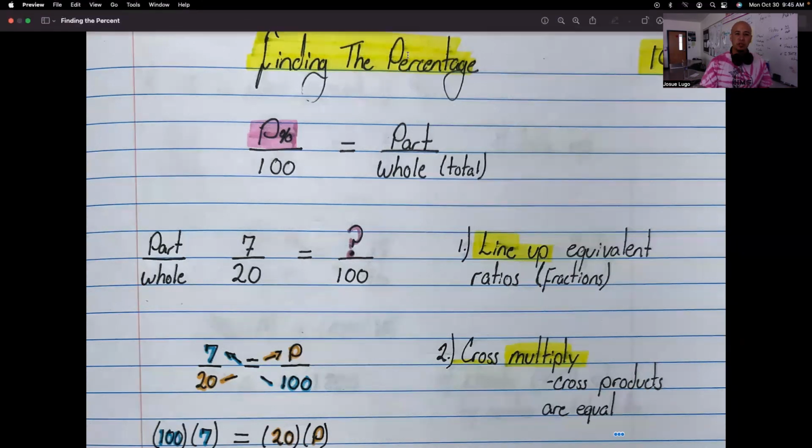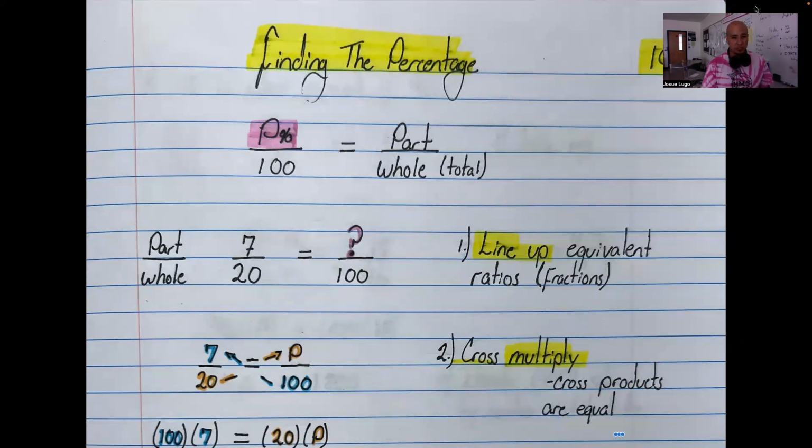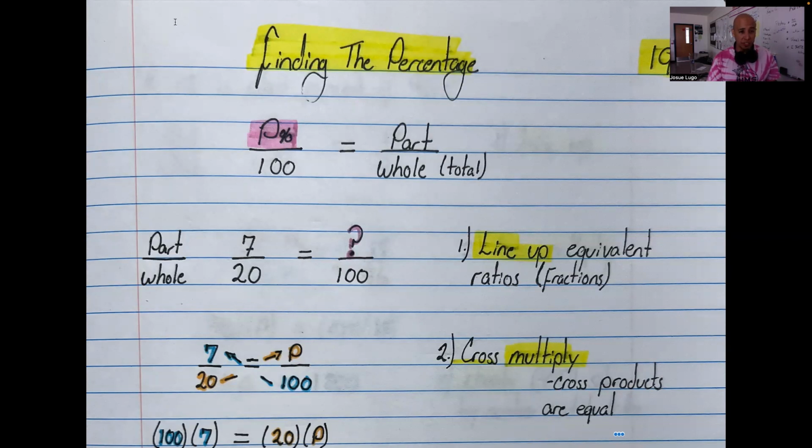Today, we're going to continue working with percentages. Specifically looking at word problems and how to figure out a percentage. By the end of this lesson, you will be able to figure out a percent from any fraction. From any fraction, you'll be able to change that fraction into an equivalent ratio that is a percent.